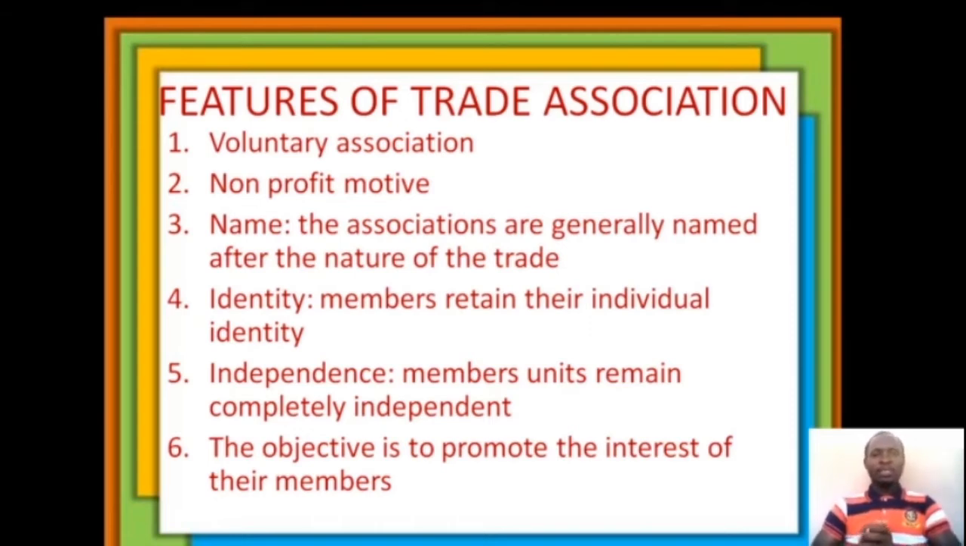Then name. The associations are generally named after the nature of the business. Just like we mentioned the taxi driver association, you can see that it tells you that the association comprises people who are taxi drivers. It is simple and straight. So from the name, you can tell the line of business the members are into. The tailor association, etc.